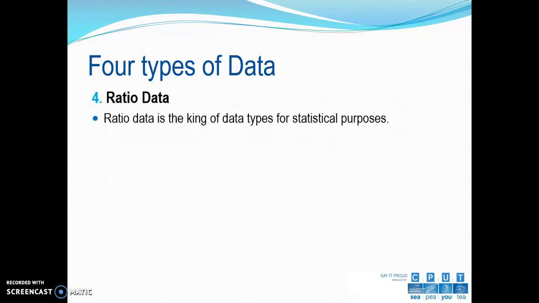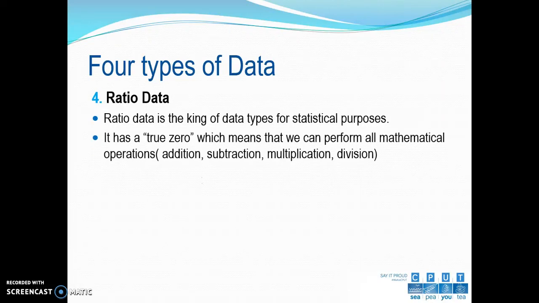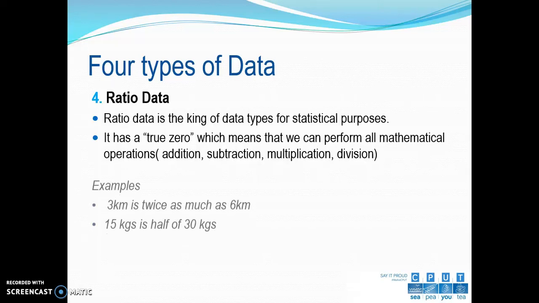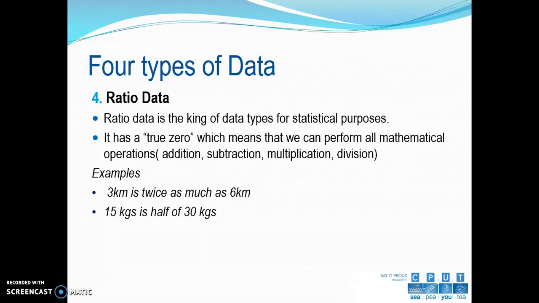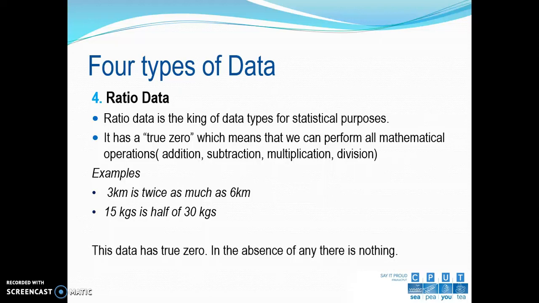Lastly, we have ratio data. Ratio data is regarded as the king of the data types. It has a true 0, which means we can perform all mathematical operations, that is, addition, subtraction, multiplication, and division. Examples include 6 kilometers is twice as much as 3 kilometers. 15 kilograms is half of 30 kilograms. Other examples include time and height. This data has a true 0. In the absence of any, there is nothing.